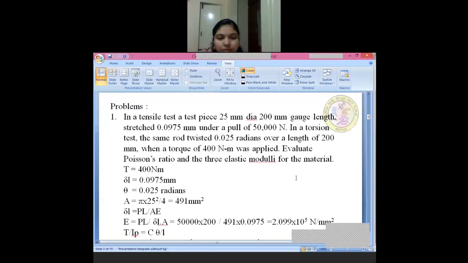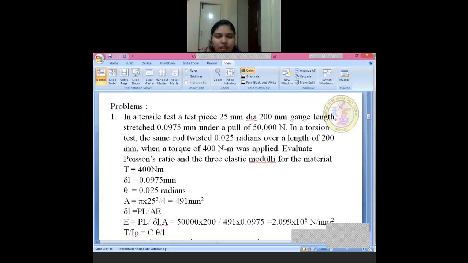The first problem: a steel rod of 25 mm diameter and 1 m length is stretched by 0.0975 mm under a pull of 50,000 Newton. If the same rod is twisted through 0.025 radians over a length of 200 mm when a torque of 400 Newton meter is applied, evaluate Poisson's ratio and the elastic modulus for the material.